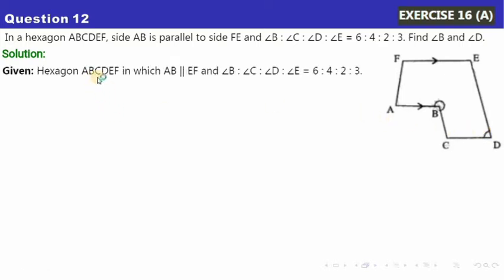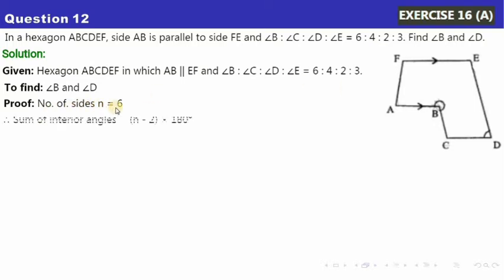See here carefully. You are given hexagon ABCDEF in which AB is parallel to EF. It is quite visible from the diagram also, and this ratio is given. Your aim is to find angle B and angle D. Let's see how to find this. Here, hexagon means the number of sides is 6, so the sum of the interior angles using this formula will be 720 degrees.